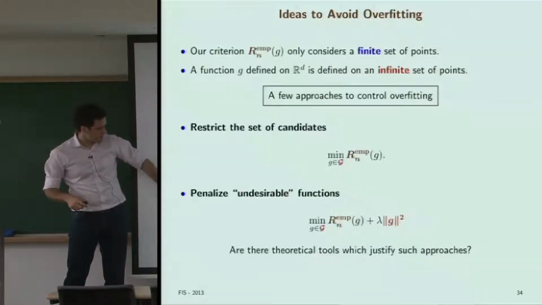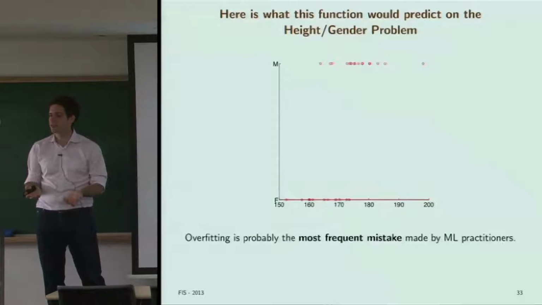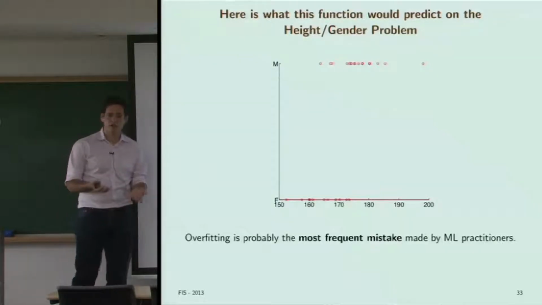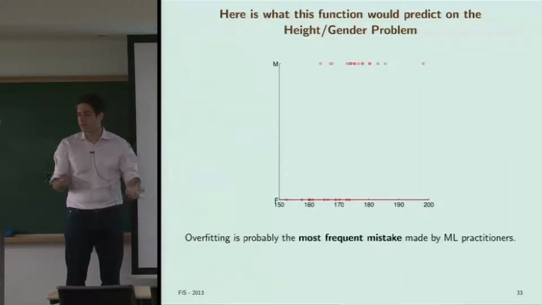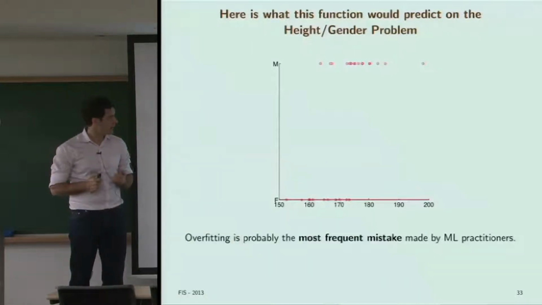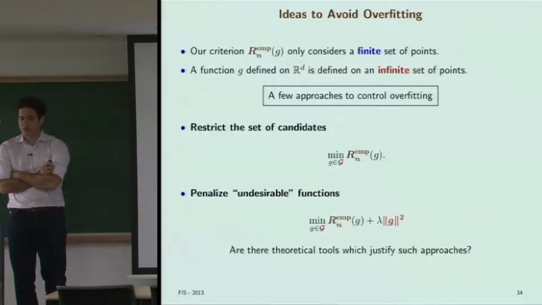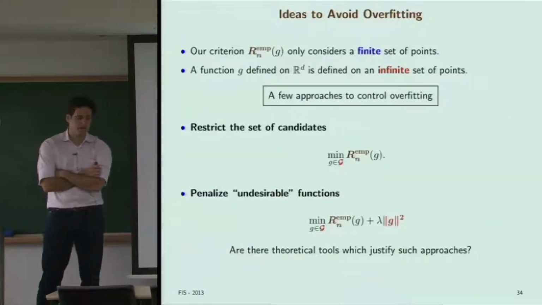So here, just with this very simple example, I've shown that minimizing the empirical risk and doing only so is not a good idea. It's not enough, because you can very easily fall into traps, and that's something we really want to avoid. So here are a few ideas to avoid overfitting, and we're going to discuss them in detail.